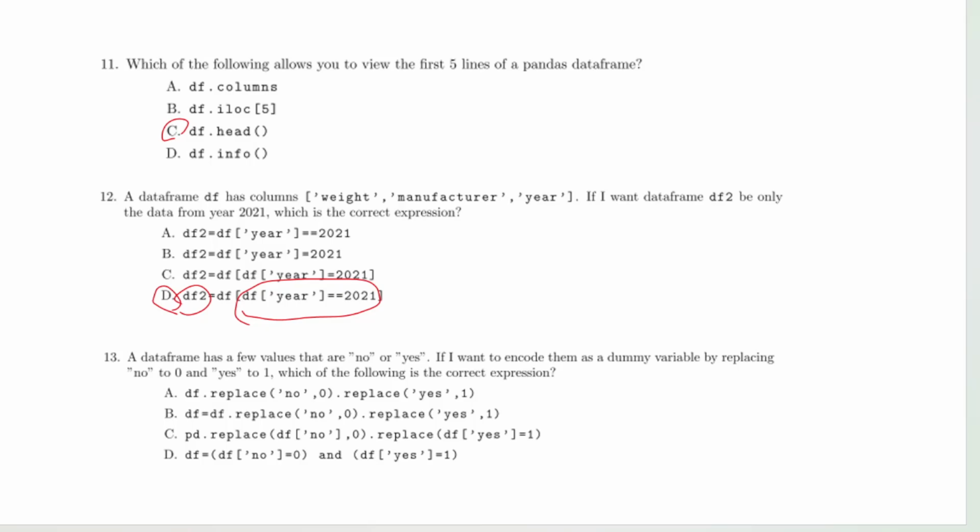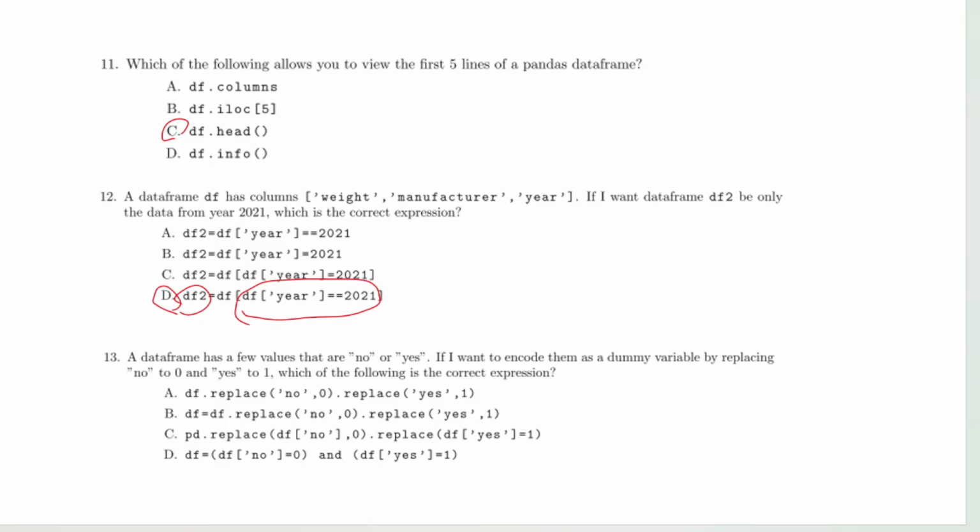You first check whether the value of the column year is equal to 2021, and it's going to give you a bunch of trues and falses. And then when you use df with the square bracket, put those trues and falses in, it will only return the true lines, and that gets assigned to df2, right?